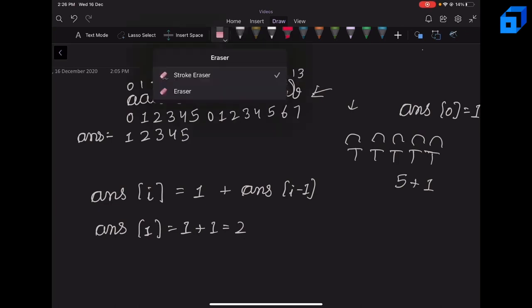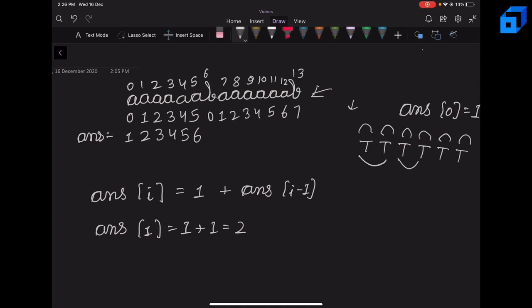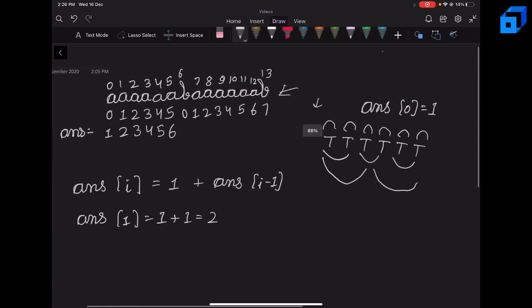Now let's find the answer for 5. So we could initialize it as 6, that means 1 plus answer of 4. But now let's check if we can divide it. Again, the period is 1. So it is 6 times T. So we could either divide it into 6 strings, or we could club 2 T's, or we could club 3 T's as well. So we will consider each of the cases.